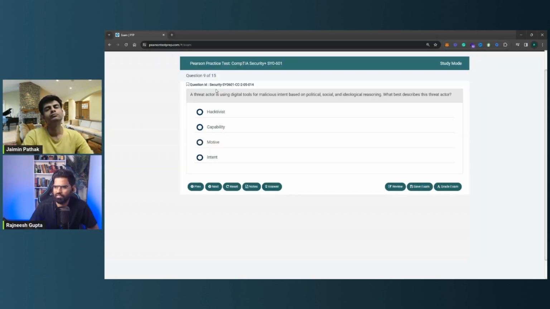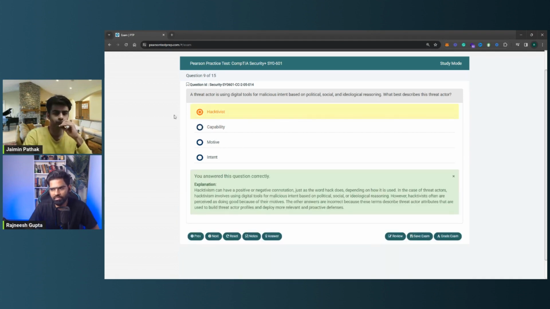Perfect. A threat actor is using digital tools for malicious intent based on political, social, and ideological reasoning. What best describes this threat actor? When you see political, social, and ideological, it's all about hacktivists, because a hacktivist is nothing but an activist with hacking skills. Activists have their own ideology for change in society, right? So hacktivist should be the right answer.